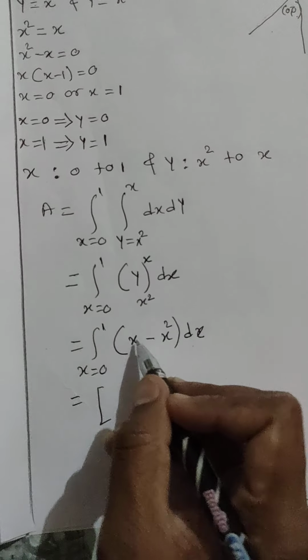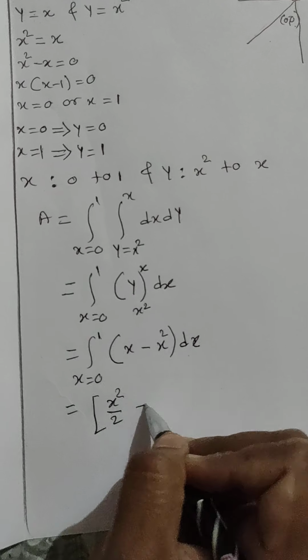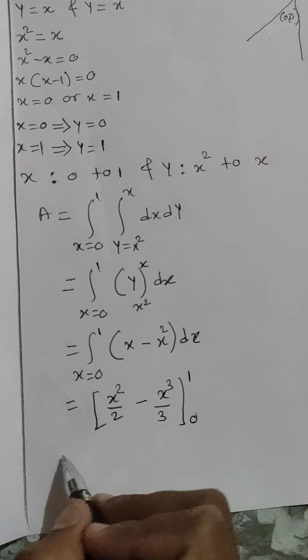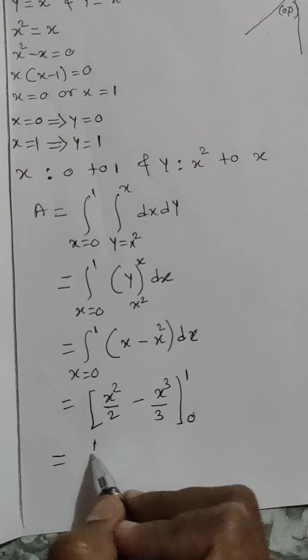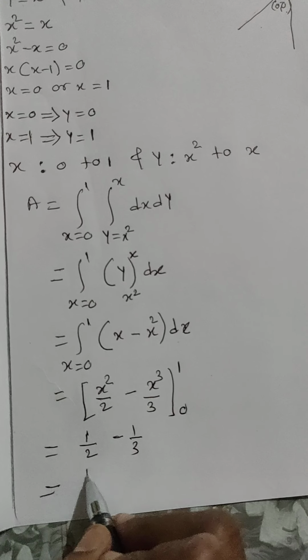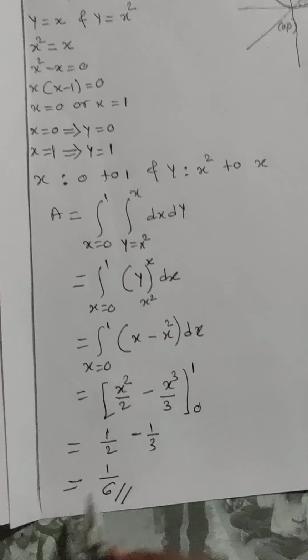What is the integral of x? It is x square by 2. Integrating x square gives x cube by 3, with limits 0 to 1. If we put in these limits, we get 1 half minus 1 by 3. What is the answer? 3 minus 2 over 6, that is 1 by 6. So this is the answer.